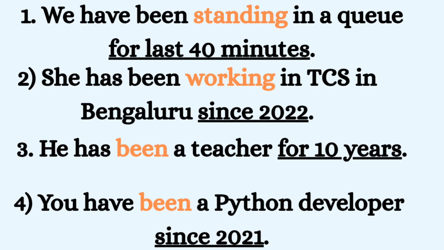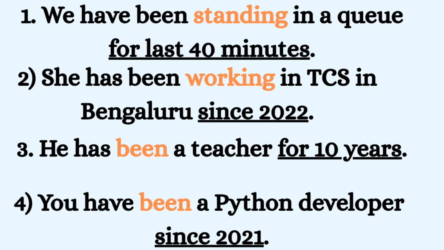So you must be thinking, where is the continuous verb? So in the third example, I haven't used any main verb, right? He has been a teacher for 10 years, which means he started his career as a teacher 10 years ago and he has been teaching for almost 10 years and he will continue teaching, but we are not sure about that.